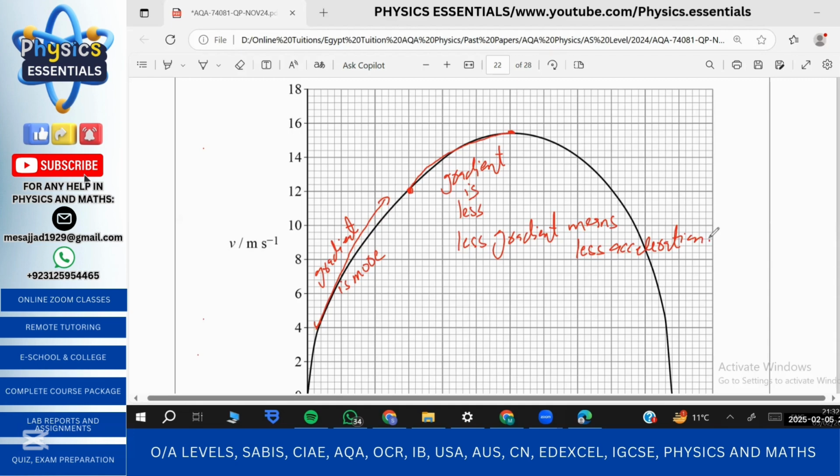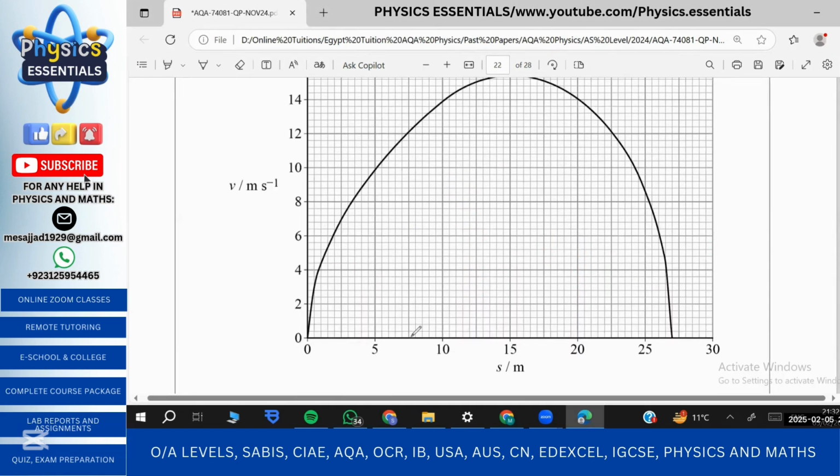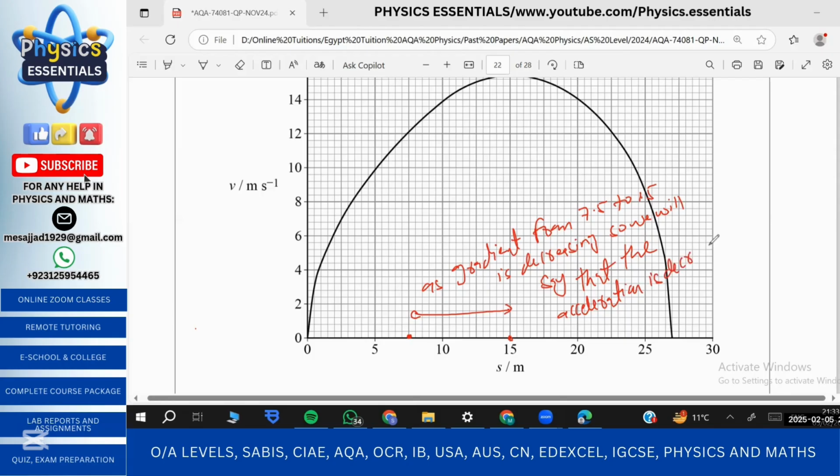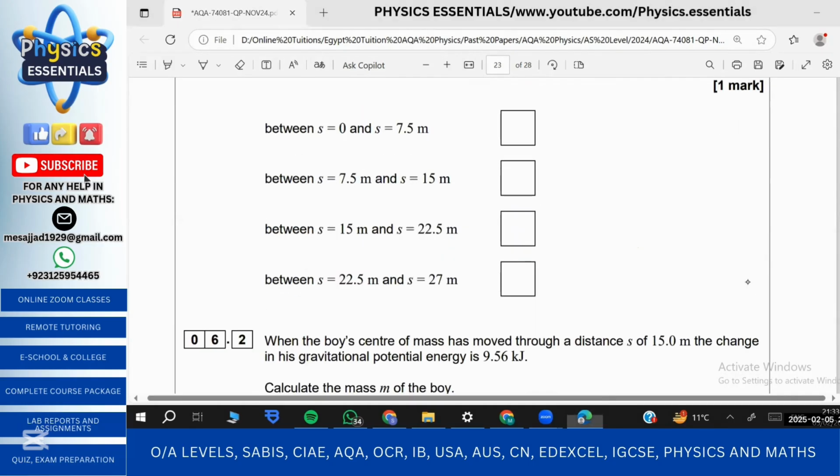So therefore, we will say that the acceleration is going to decrease from 7.5 to 15 meters because of the decreasing gradient. So that is the answer.